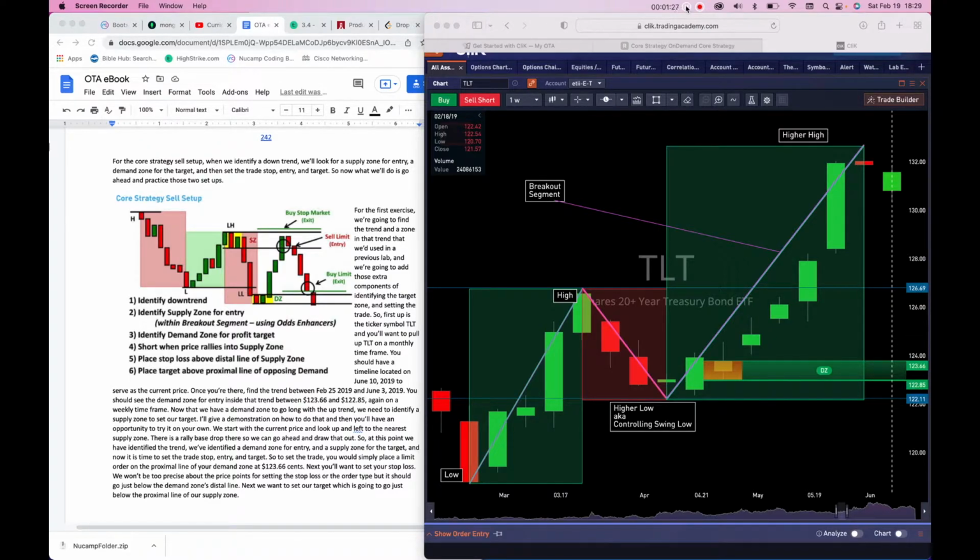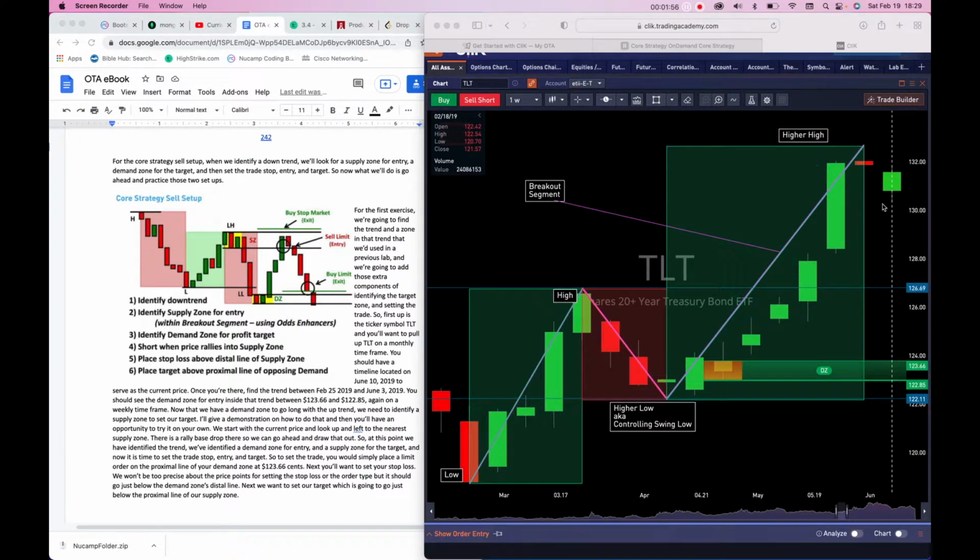You should see the demand zone that we previously drew for entry inside that trend, and it should be located between $123.66 and $122.85. And again, this would be on a weekly time frame. Now that we have a demand zone to go long with the uptrend, we need to identify a supply zone to set the target. I'll give a demonstration on how to do that, and then you'll have an opportunity to try it on your own.